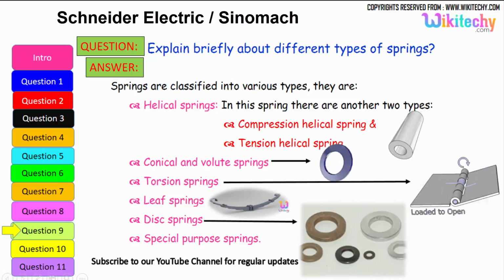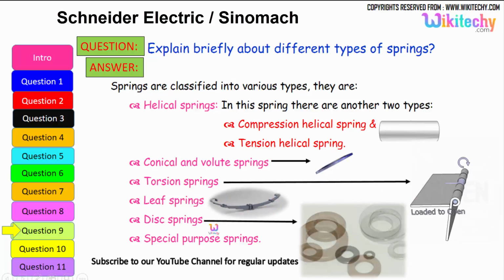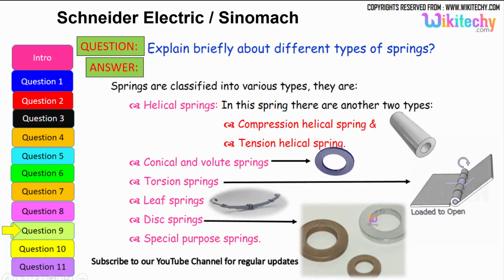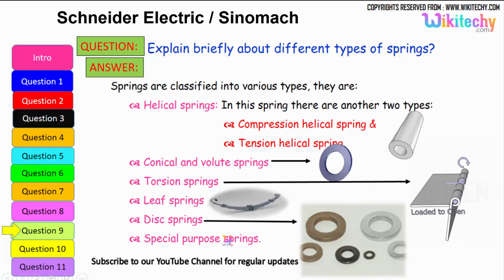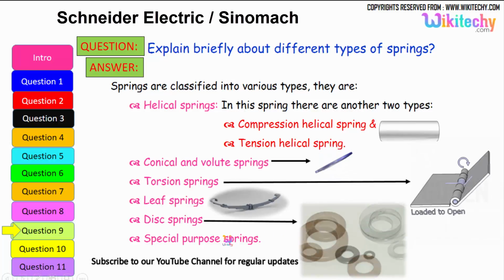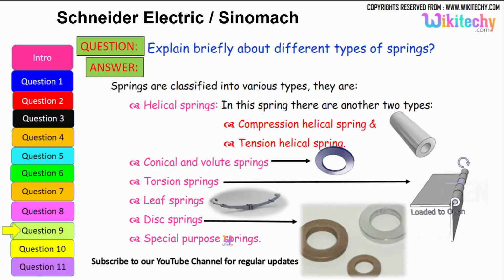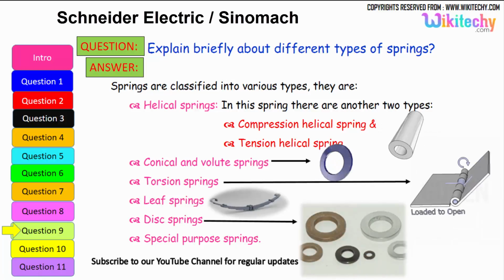Here are the leaf springs. Here are the disc springs. And there are some additional springs called special purpose springs. These are the different types of springs available.